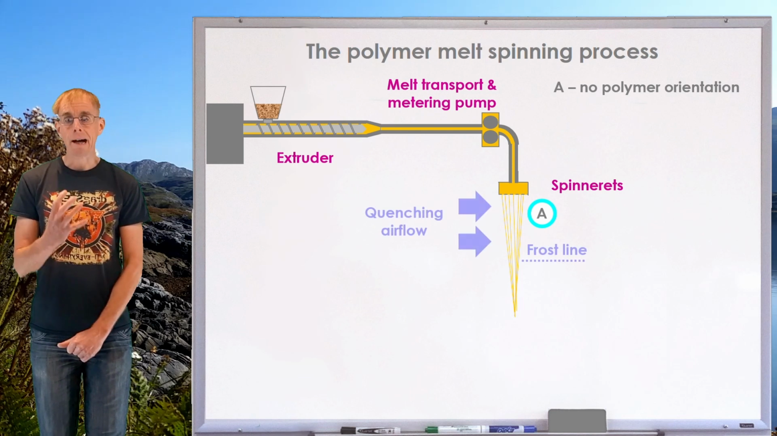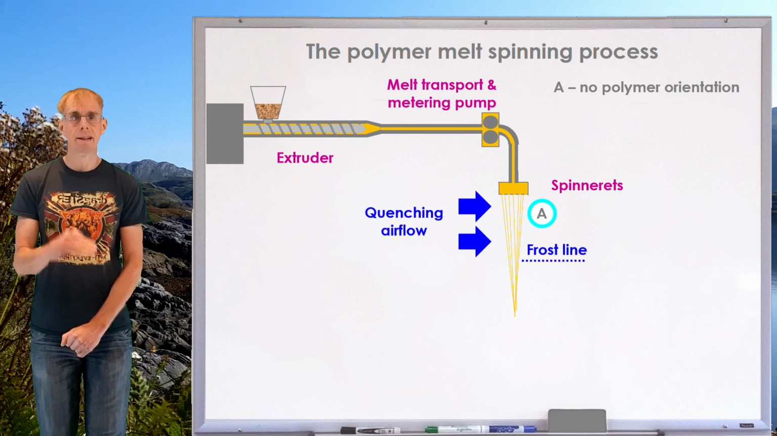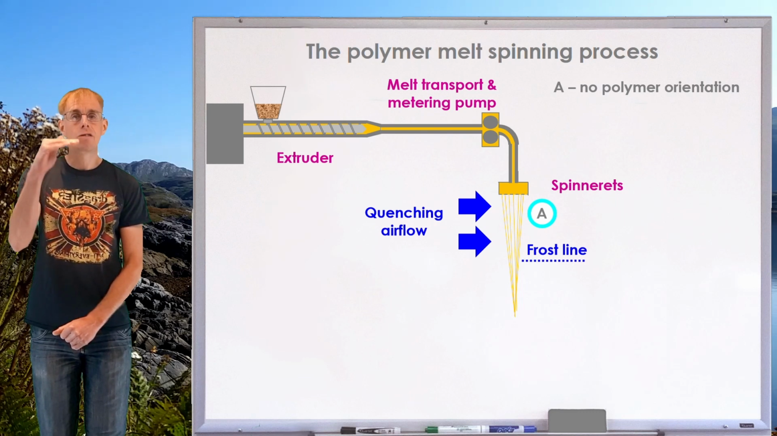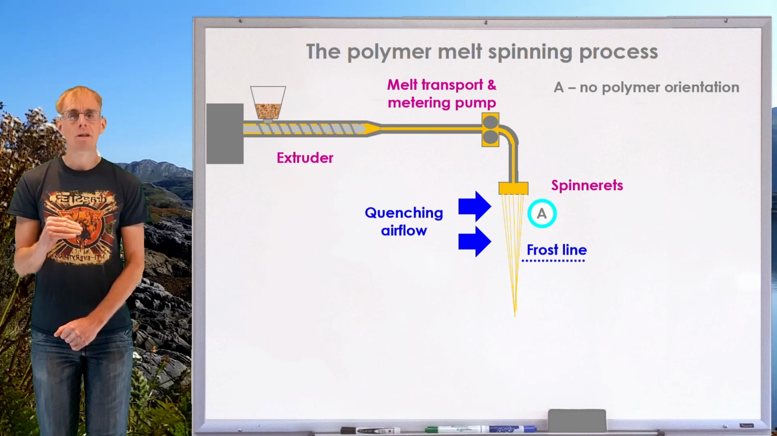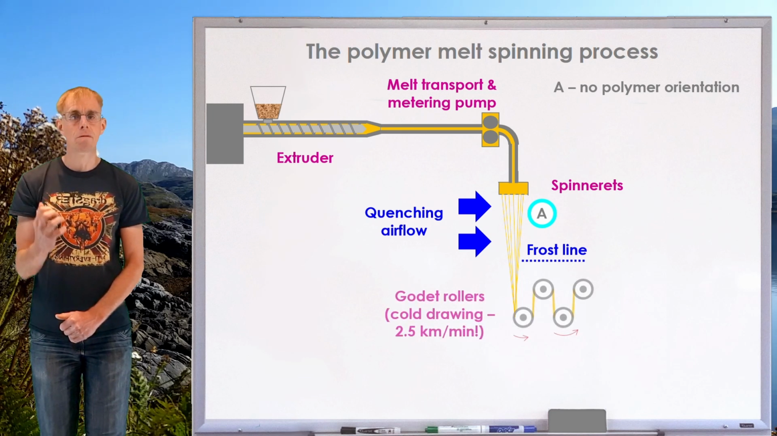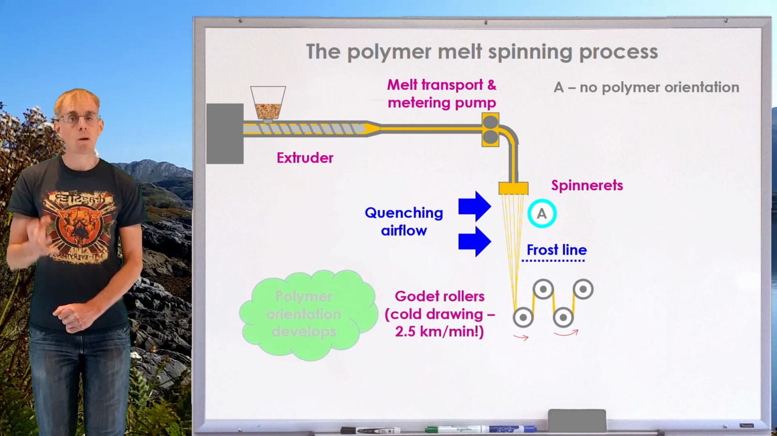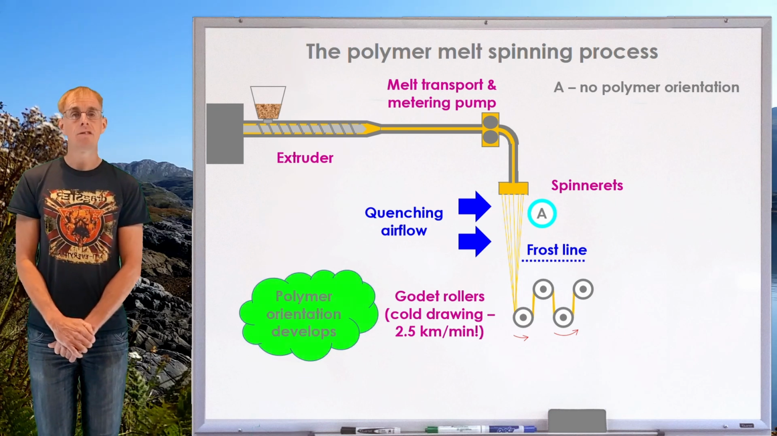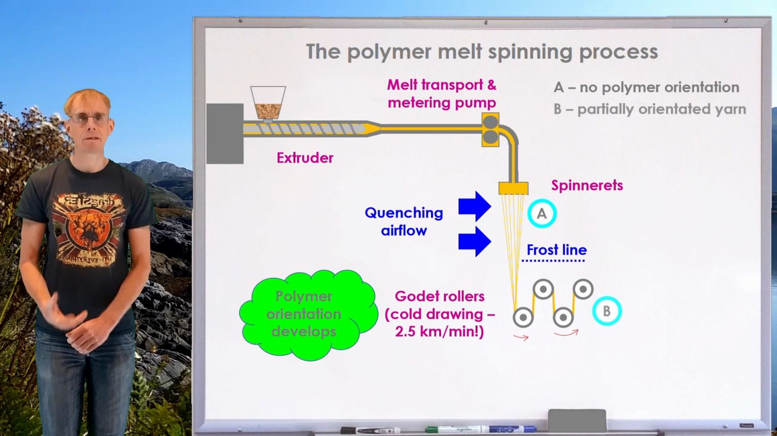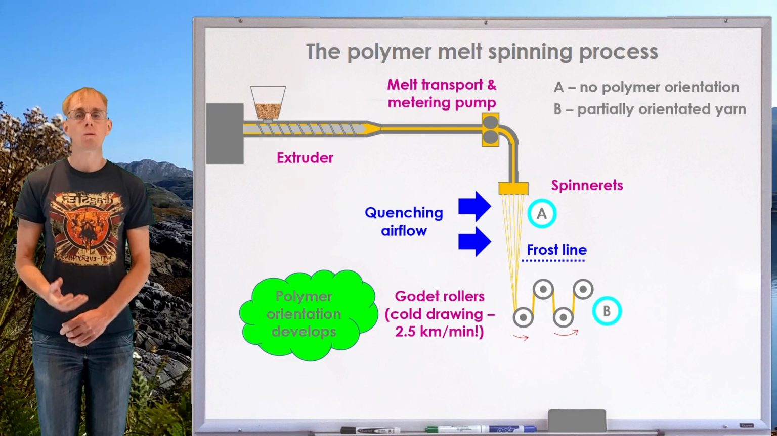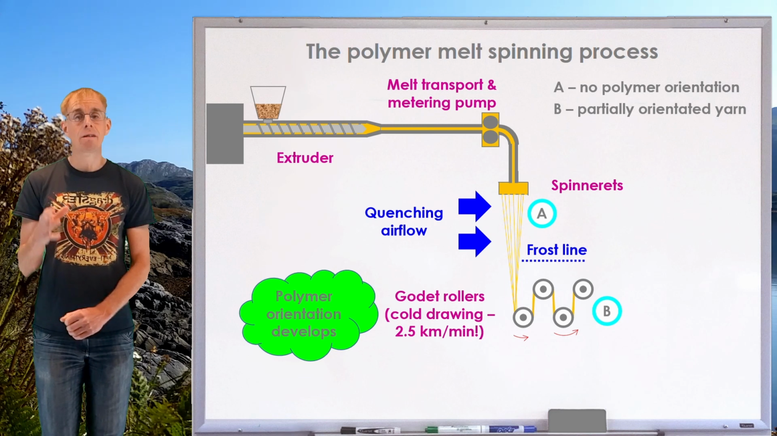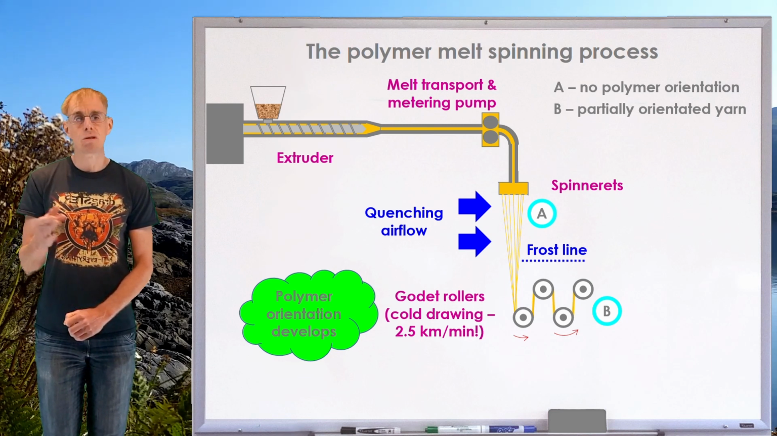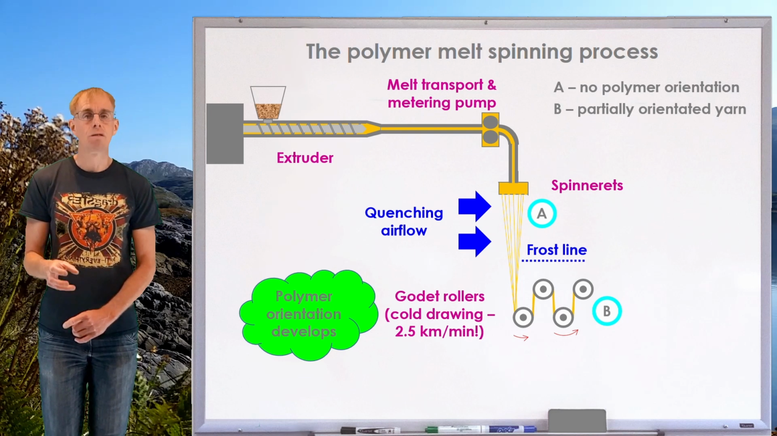So, at point A, you've got a quenching airflow and you've got a frost line. Now that frost line, where the polymer sets, is some way below the spinnerets. So there is an option to draw the polymer extensionally there, and then to cold draw the polymer further when it hits a set of rollers downstream of the frost line, when the material is in its solid state. These rollers are called Godet rollers, and they accelerate the polymer from maybe 2 or 3 times whatever the velocity the polymer is coming out of the spinnerets at, to a great deal more than that. And so over the course of the Godet rollers, the yarn speed increases and increases and increases.